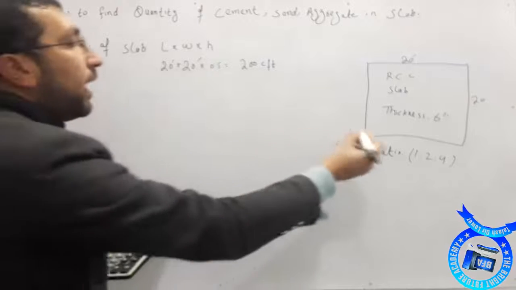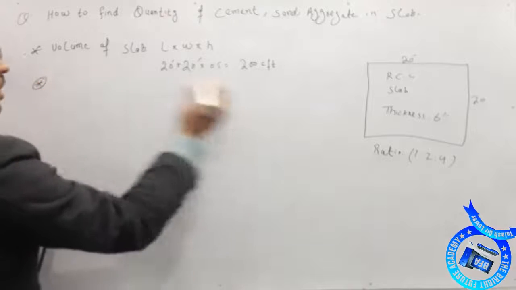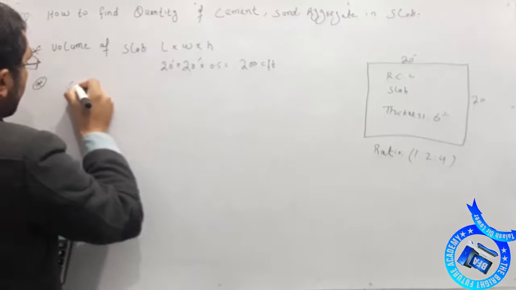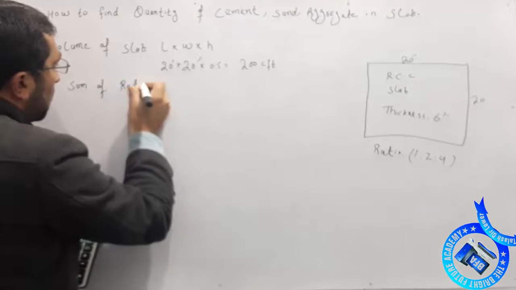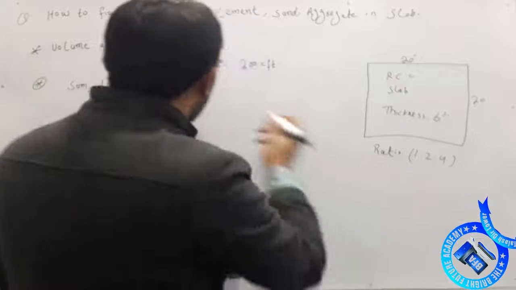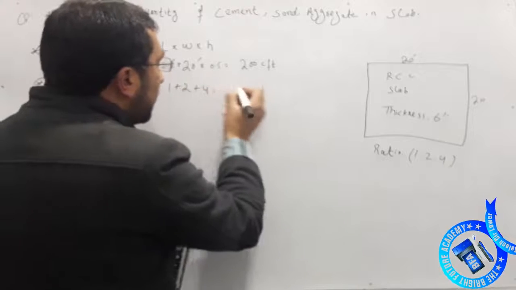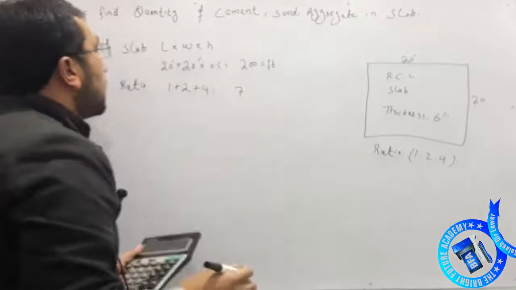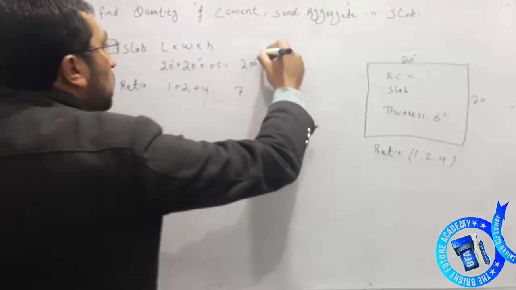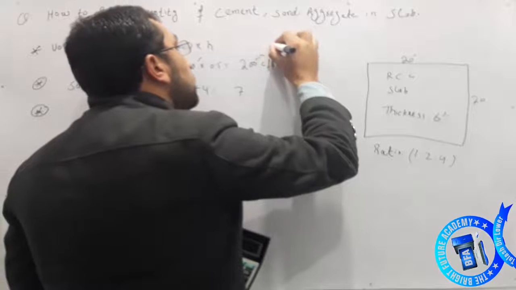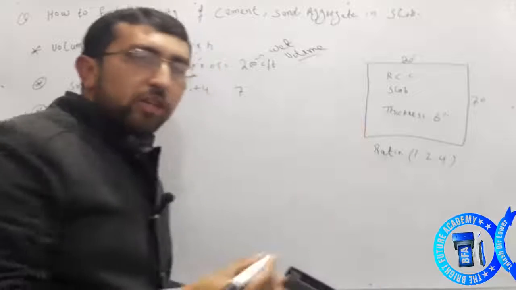Now I will find the sum of the ratio. The ratio is 1 to 4. Sum of the ratio is 7. That is the wet volume, and now we change it to dry volume.